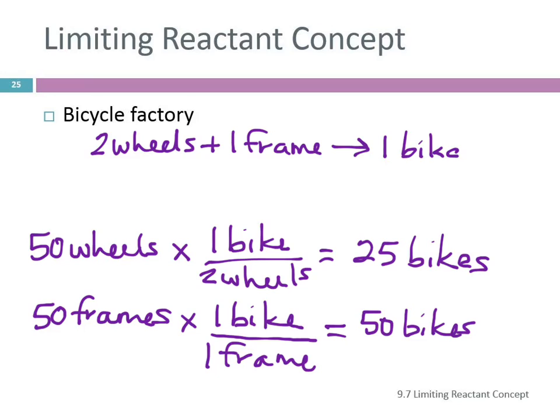So we say that the number of the wheels are the limiting reactant. If we think of this in terms of a chemical reaction, the wheels and the frame are the reactants, and the bicycle is the product. The number of wheels that we have available limits the amount of product. So this is the limiting reactant.